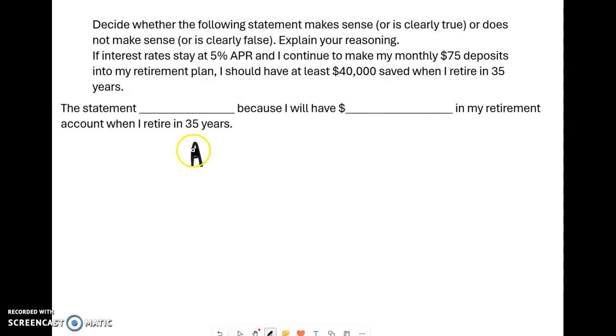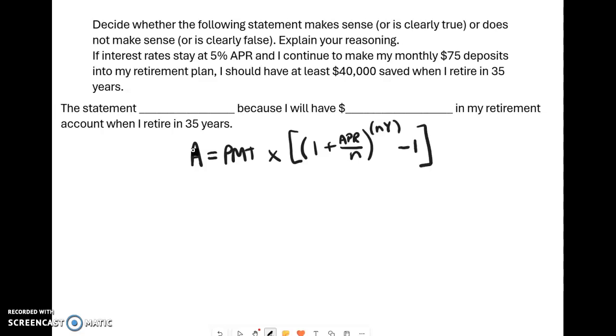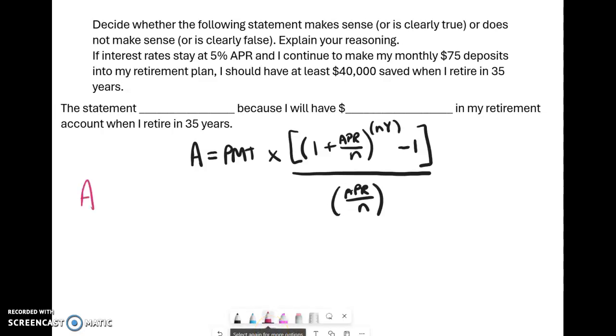So it is A is equal to the payment. And it's very important that when I'm doing these formulas, that I keep the parentheses that I see on the formula sheet. So I have the formula written down almost. And let's talk about what each of these different variables mean. So I'm going to write the variables to the side here.